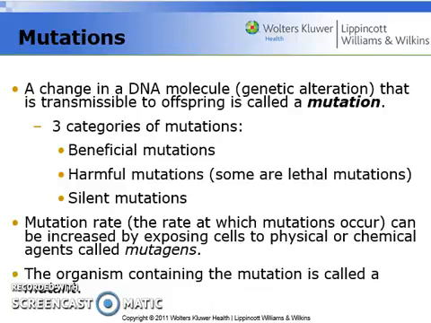Now, changes in the genetic code are referred to as alterations, and these alterations are better known as mutations. So mutations are pretty much always going to be possible whenever you have replication of DNA, or you have DNA being passed from parent to offspring. There are three types of mutations. There are those that are harmful, there are those that are beneficial, and there are those that are silent, which means they're not really harmful or beneficial.